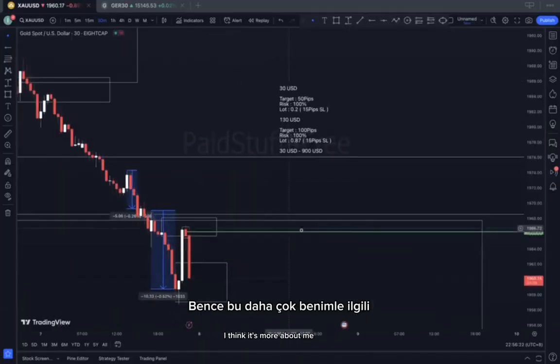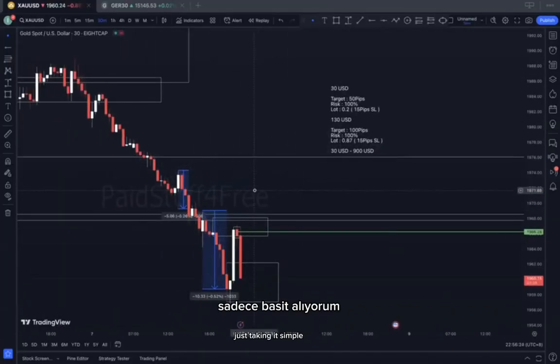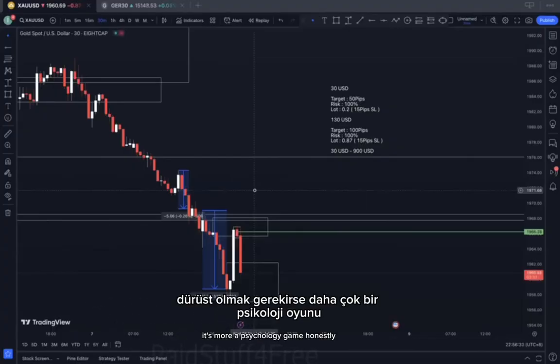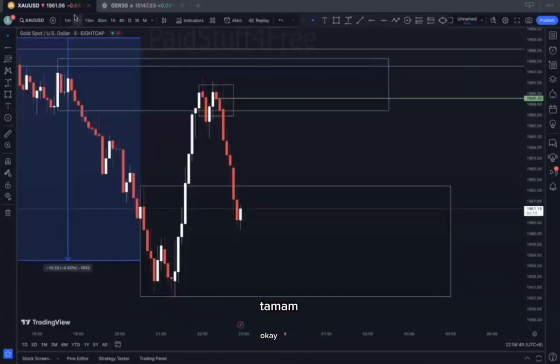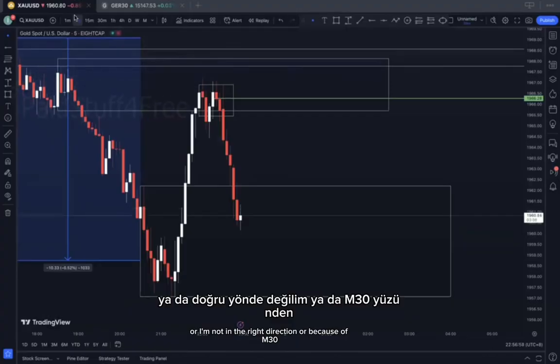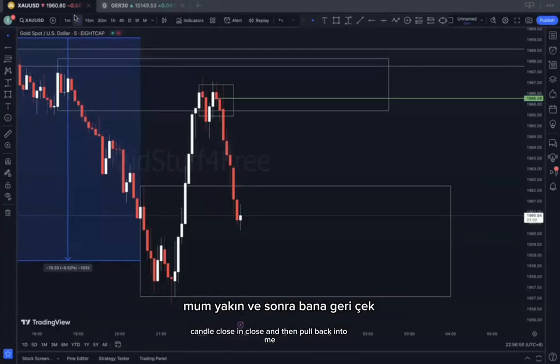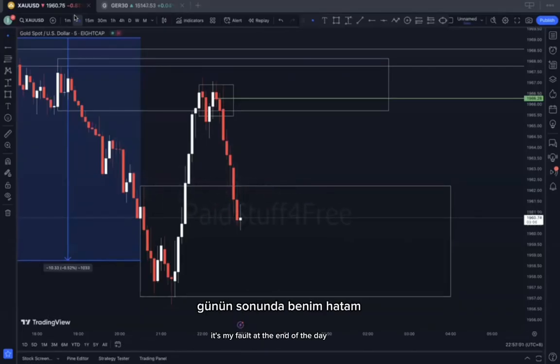I think it's more about me just taking it simple and understanding that at the end of the day, the market is going to do what it wants. Of course. It's more of a psychology game, honestly, because now I know I have the right strategy. It's working. I've back tested. I've taken a lot of entries, and what I've realized is that most of the time I'm taken out because either I'm not in the right direction, or because the M30 candle closes and then pulls back into me. So it's my fault at the end of the day.